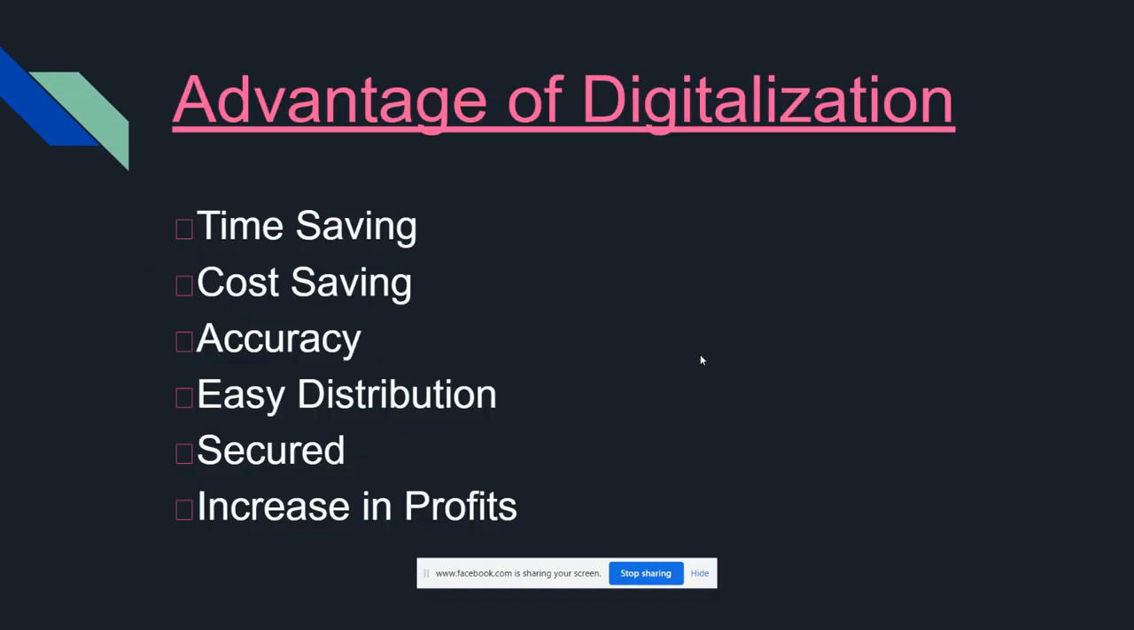Then the second slide comprises the advantages of digitalization. What I have discussed till now comprises time saving, cost saving, accuracy, easy distribution, security and increase of profit. These are the main points, because when we talk about digitalization and these sub factors are not there, you can't run a business so smoothly. Time saving is always there, and you can save cost because you don't have to travel here and there.